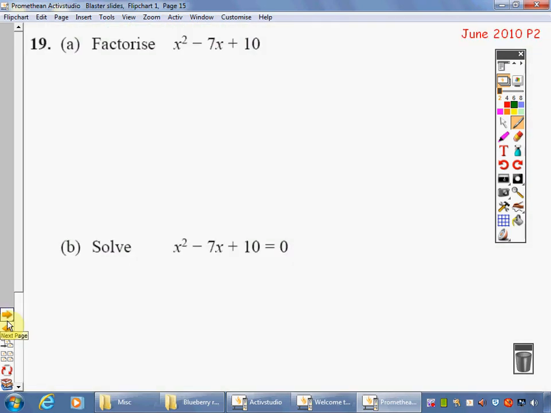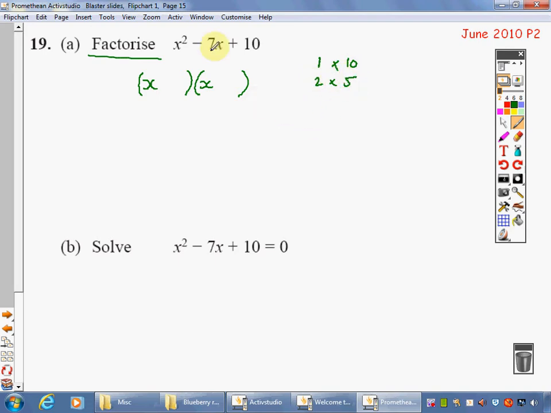Okay, factorizing. This means put into brackets. Factorize means put back into brackets. We've got an x squared term, an x term and a number term. That should tell me it's come from a double bracket expansion, or double brackets multiplied out. To get x squared, I'm going to need an x and an x. To get the 10 on the end, I either need 1 and 10 or 2 times 5.